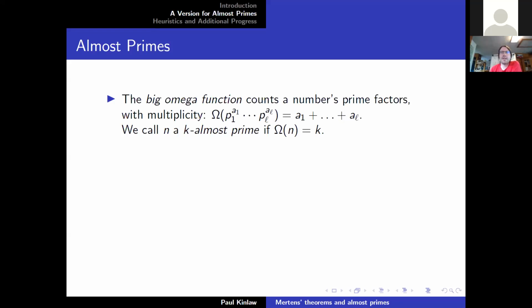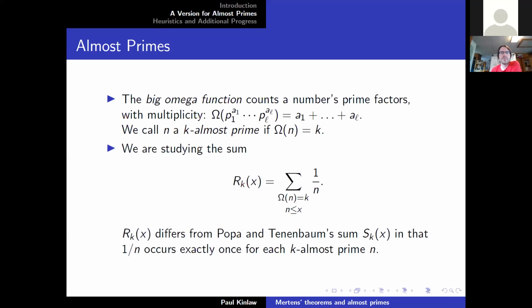The big omega function counts a number's prime factors with multiplicity. So it's the number of prime factors of a number n, and repeated prime factors are counted according to their multiplicity. We call a number n a k-almost prime if big omega of n equals k. So we're studying the sum R_k of x, which is the sum of reciprocals of k-almost primes less than or equal to x. This differs from Popa and Tenenbaum's sum because each term occurs once and only once for each k-almost prime n.